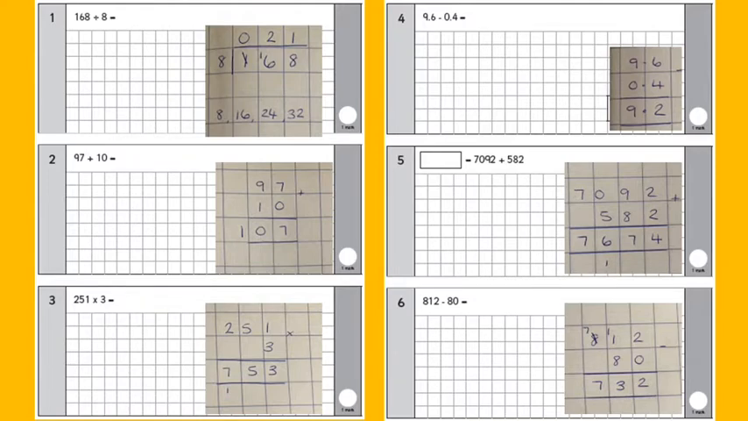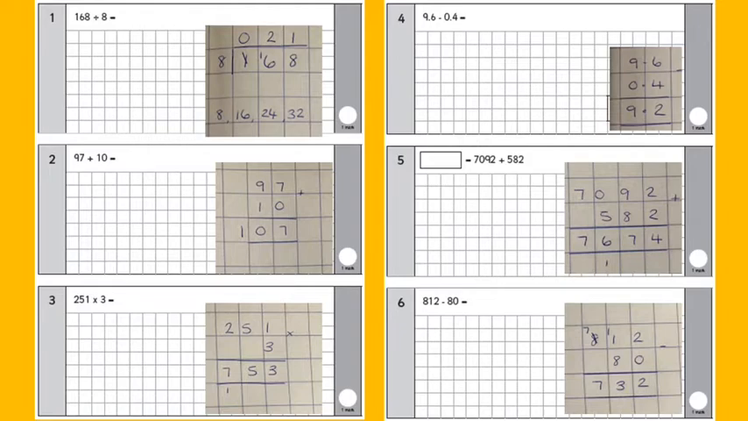Number 2, we've got 97 plus 10, nice and easy. You wouldn't have even needed to do this one with a method. I just popped it there so that you could see it, so it's 107. Number 3, 251 multiplied by 3. So you could have done it the way I've done it, which I do think is the easiest. You could have also done it by partitioning, but then it's a lot of adding together at the end and you've got more chance of going wrong. So I've just done a simple multiplication, which you can see is 753.